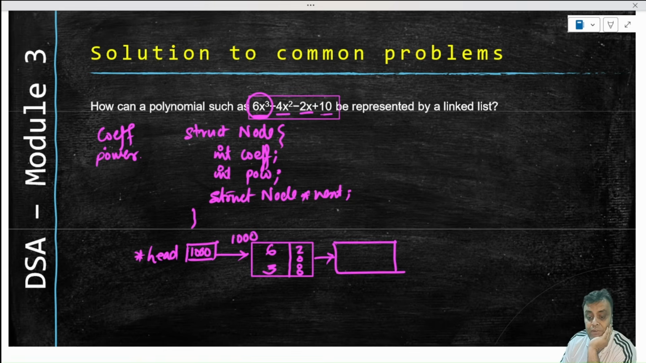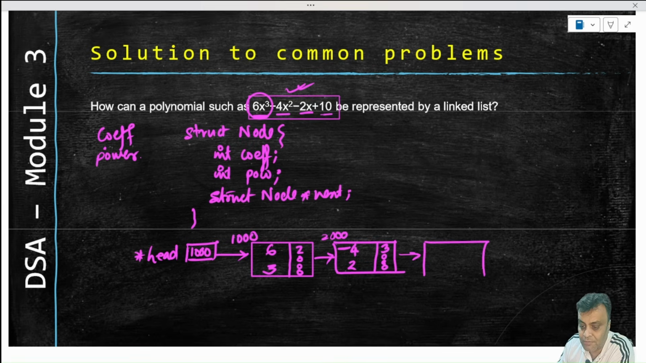Now should I write 4x square? No, I should write minus 4 as the coefficient, right? Because when we start traversing this list and try to create this polynomial, we should be able to create the polynomial with a negative sign wherever required, and that negative sign will come from here. So we will store minus 4 here, and we will store 2 as the power, and we will store 3000 as the next address, assuming that the next address is created at 3000, right?